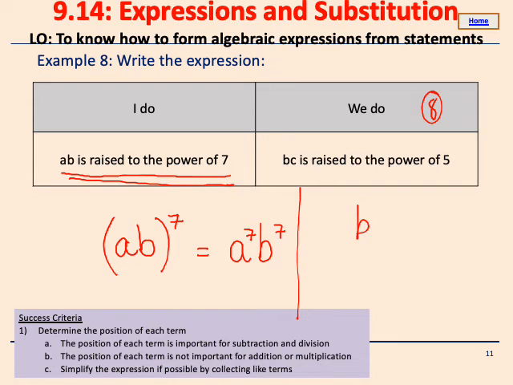Okay, so again we have BC and it's being raised this time to the power of 5. We have to put the brackets to remind ourselves that it's being applied to both. So we have B to the power of 5 times by C to the power of 5. Give yourselves the mark if you got that one right. So we're now going to look at moving on to some where you can practice this yourself.